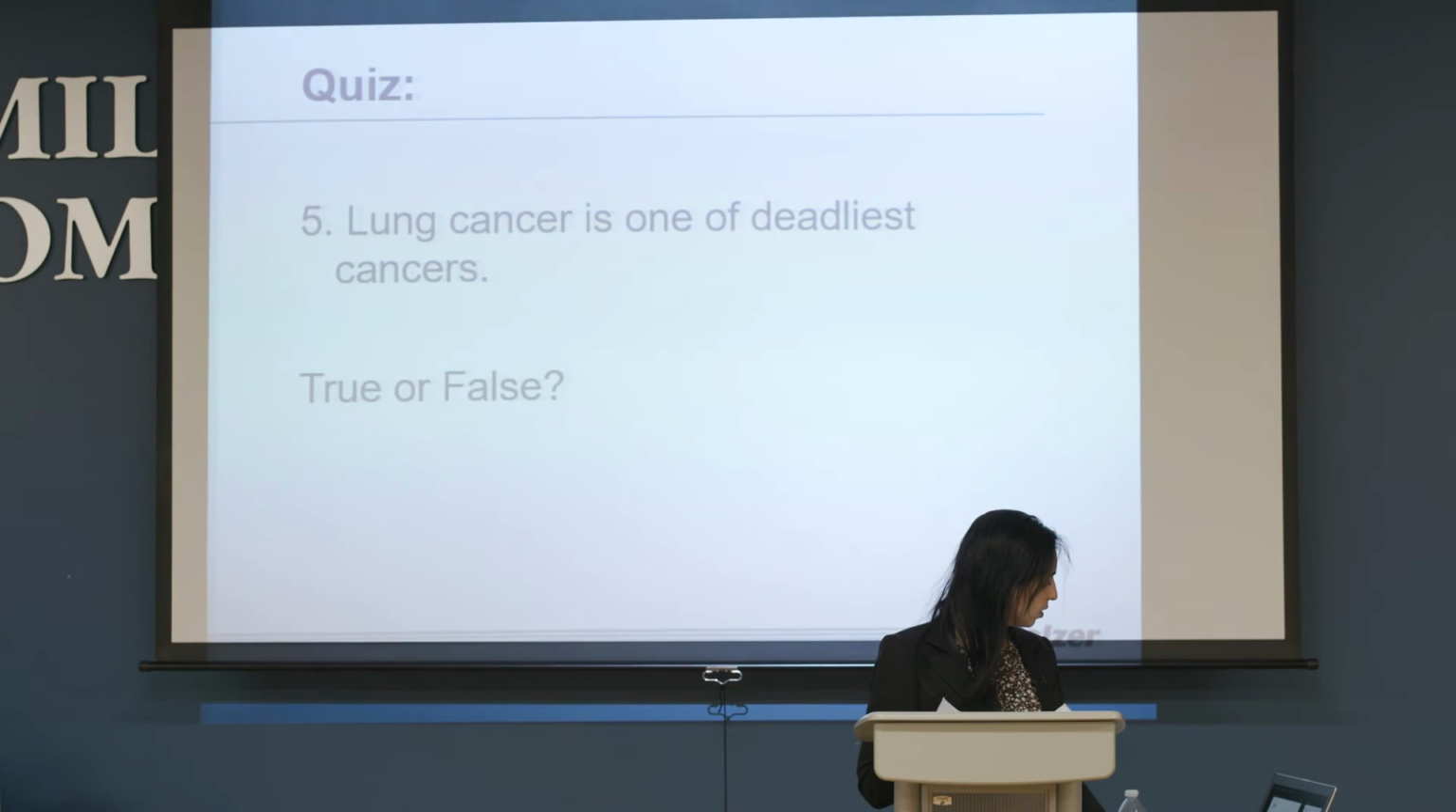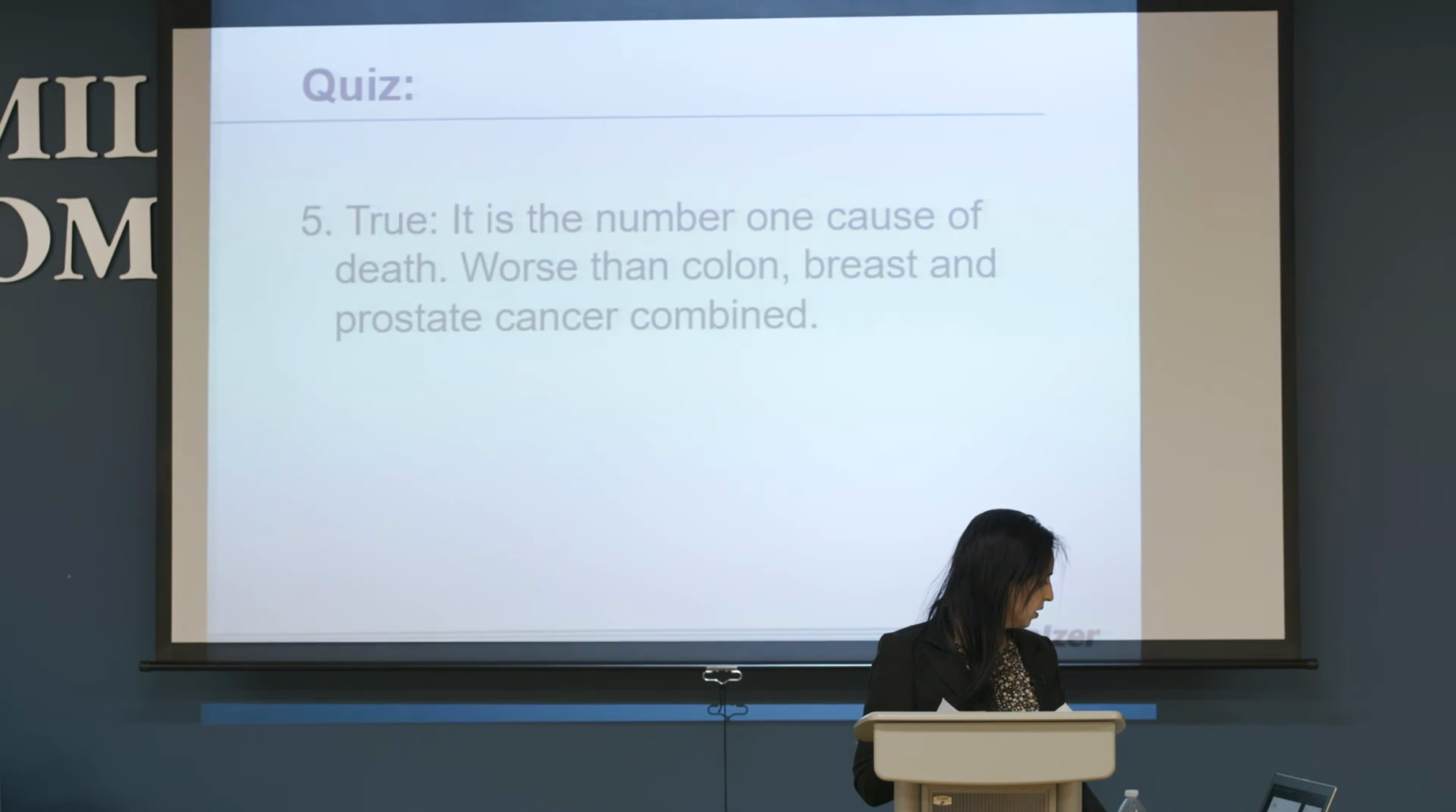So the last question, or I think there's 2 more. Lung cancer is one of the deadliest cancers. True or false? Good. It's the number one cause of cancer death. It's worse than colon, breast, and prostate combined. So it's really, really deadly, unfortunately.